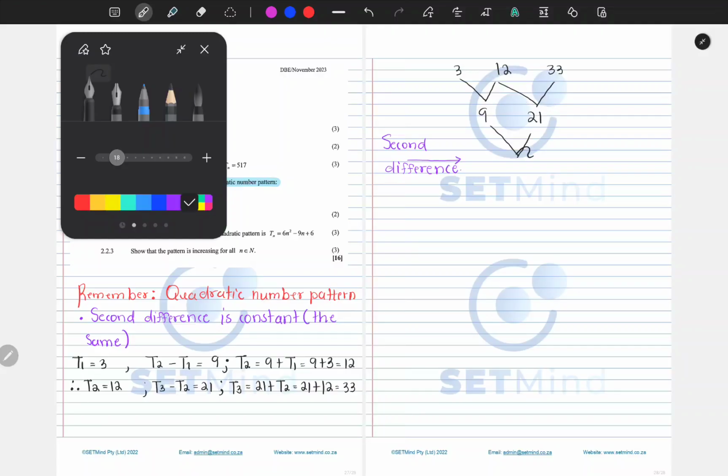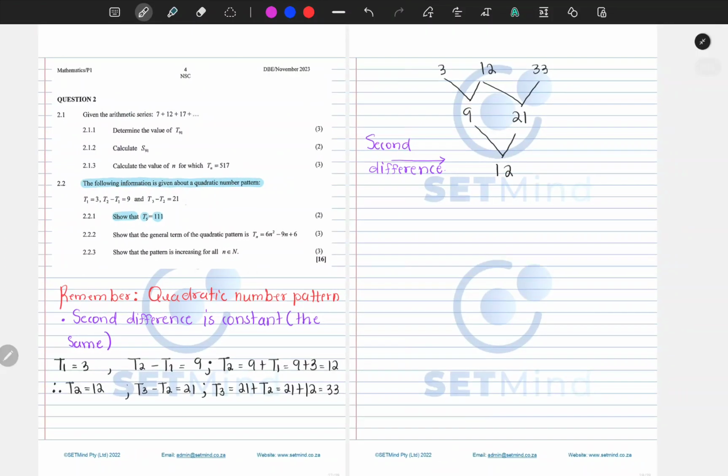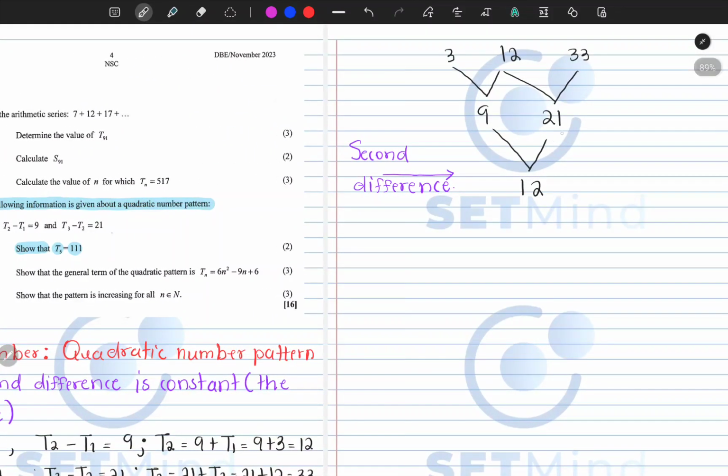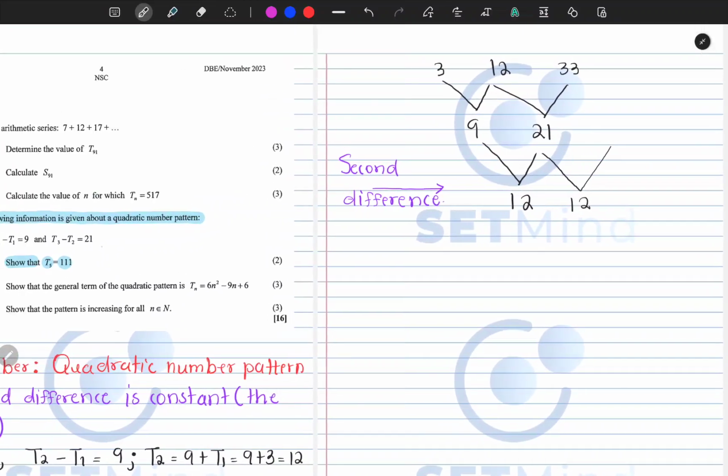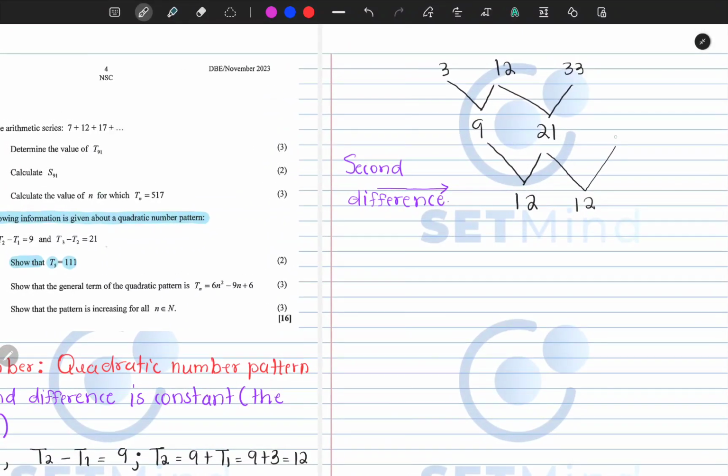21 minus 9, which will be 12. So what we know is that when we take the difference between this term and the one which is supposed to be here, because it's the second difference, it is also supposed to be 12. So how do we find this term here? That term there will simply be 29. If you look carefully, that term will simply be given by 21 plus 12. That is how you will find that term which is there.